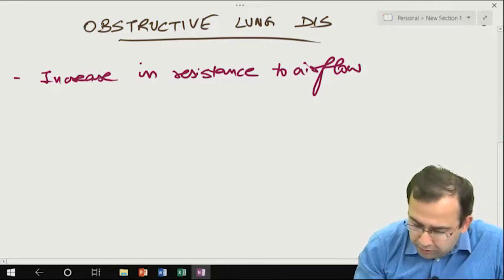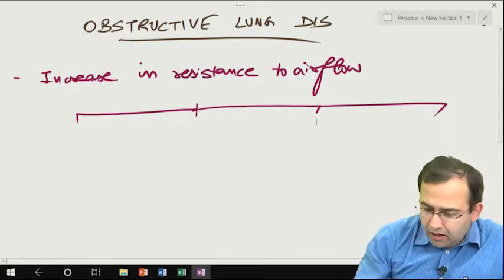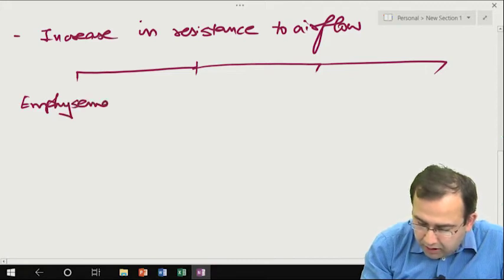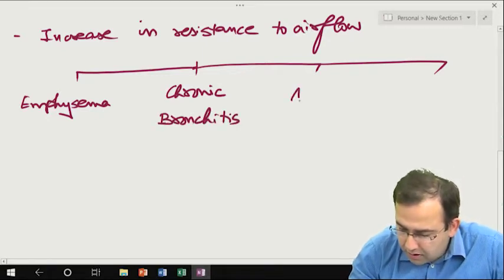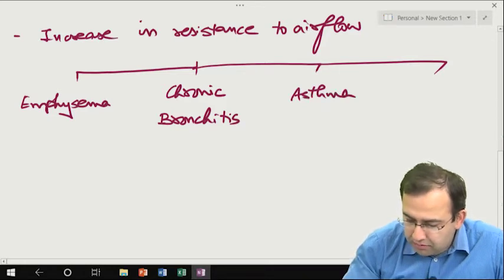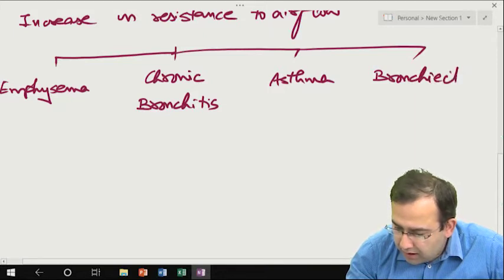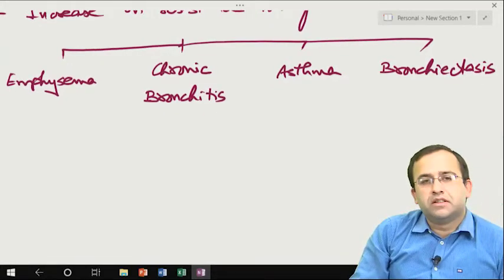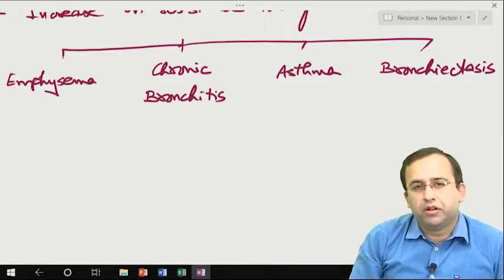Next point, there are four main obstructive lung diseases. We'll do each one of these one by one. They are emphysema, chronic bronchitis, asthma, and bronchiectasis. So there are four obstructive lung diseases which are emphysema, chronic bronchitis, asthma and bronchiectasis.